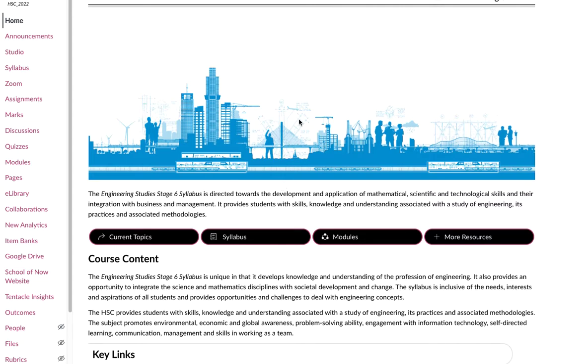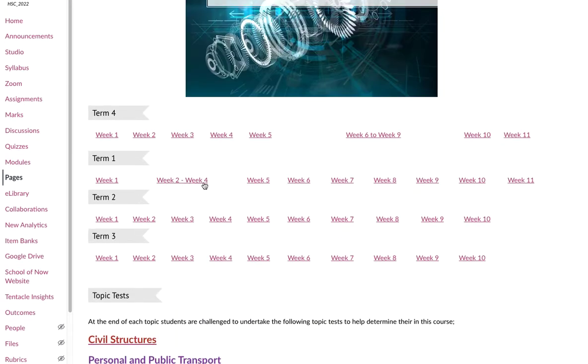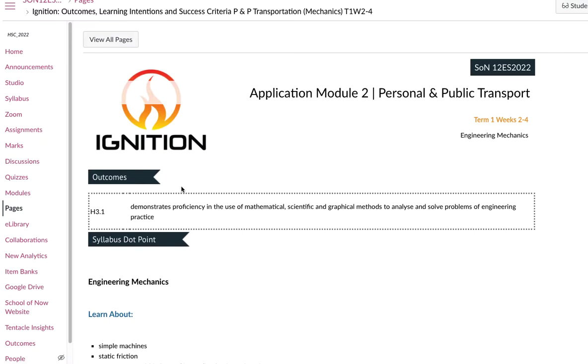Okay, let's have a look and see what we've actually got here. Here we go, in current topics to navigate through, and you can see I've changed this now so that the link is actually 2 to 4. Right, click on that and we end up at the ignition page.